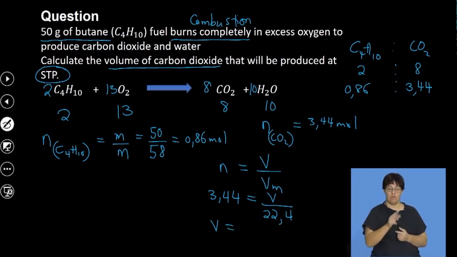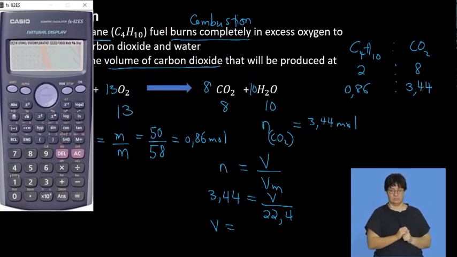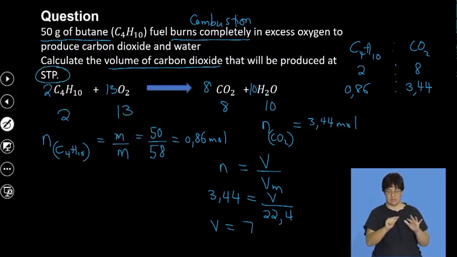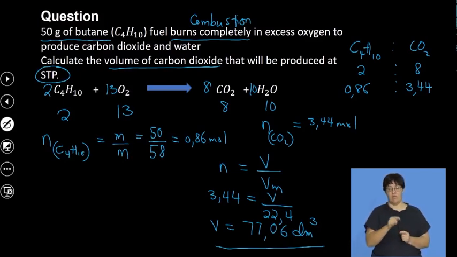So our volume is the product of the moles of carbon dioxide and the molar gas volume. For us to get that, we can simply do our calculation, 3.44 multiplied by 22.4, which is a constant. This gives us a value of 77.06 cubic decimeters. So that's the volume of carbon dioxide that will be formed.